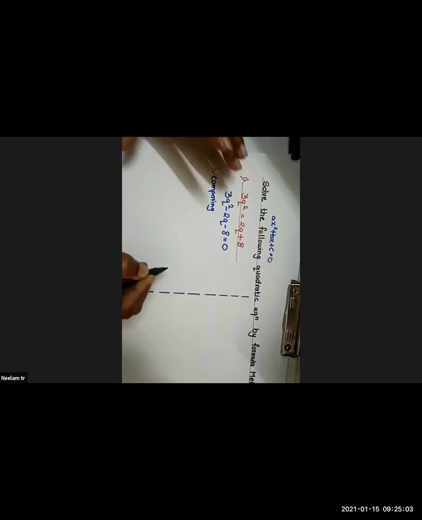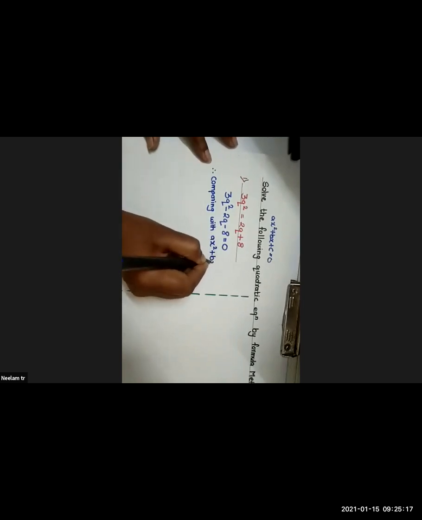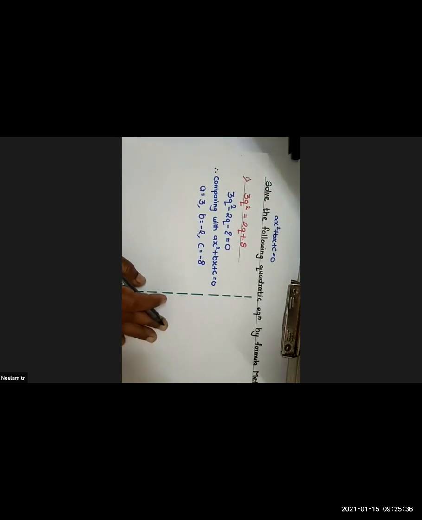Now, comparing with whatever we have studied, this step is similar to that. Only few steps you need to carry forward. See, comparing with ax square plus bx plus c is equal to 0, now you will get the value of a. A ka value is 3, b ka value is minus 2, and c will carry minus 8. Now what we were doing? We will find the value of B square minus 4AC.